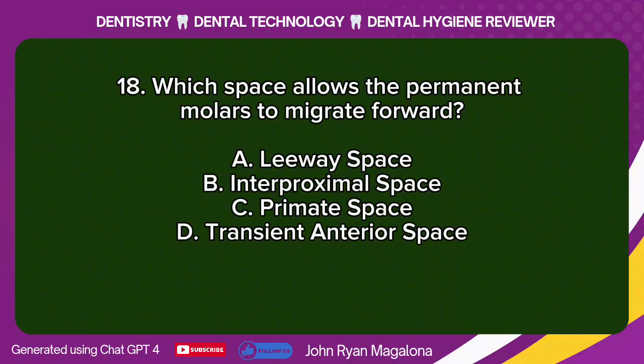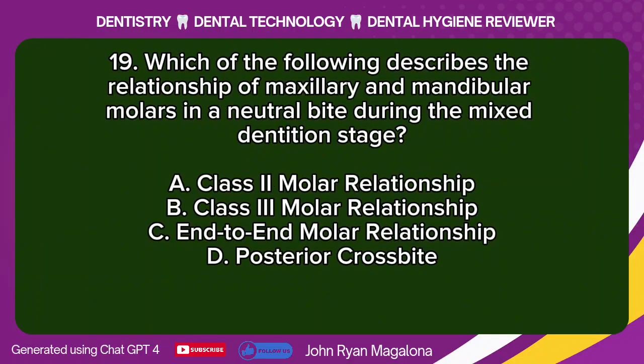18. Which space allows the permanent molars to migrate forward? A. Leeway space. B. Interproximal space. C. Primate space. D. Transient anterior space. Answer: A. Leeway space.